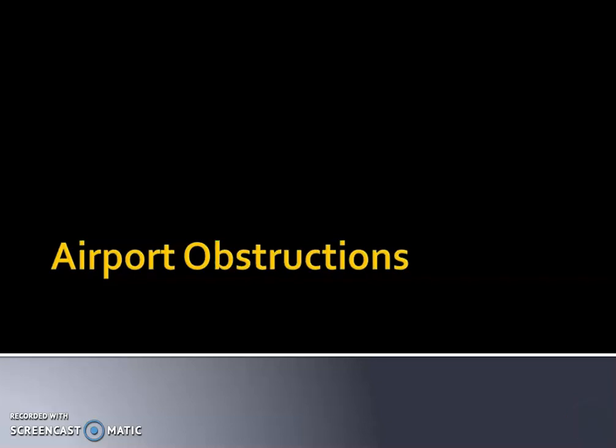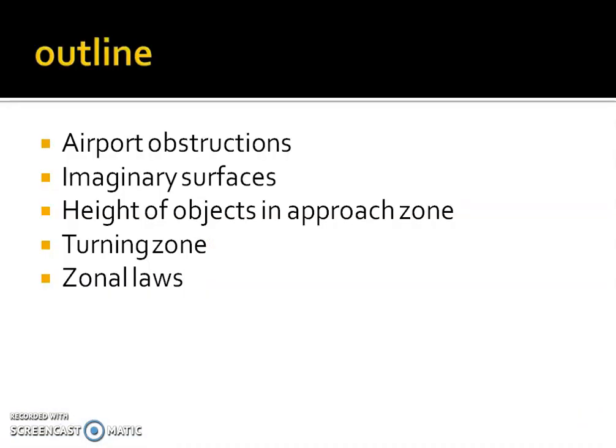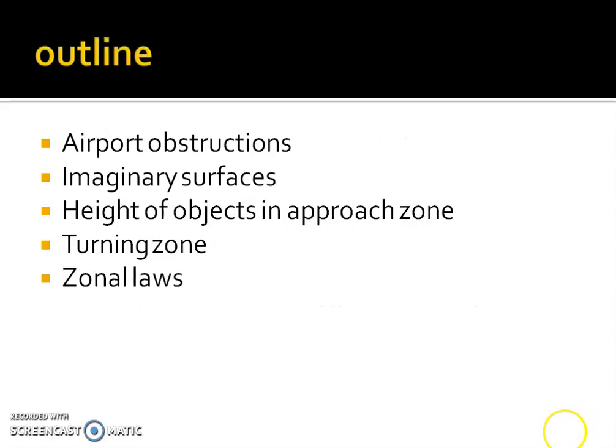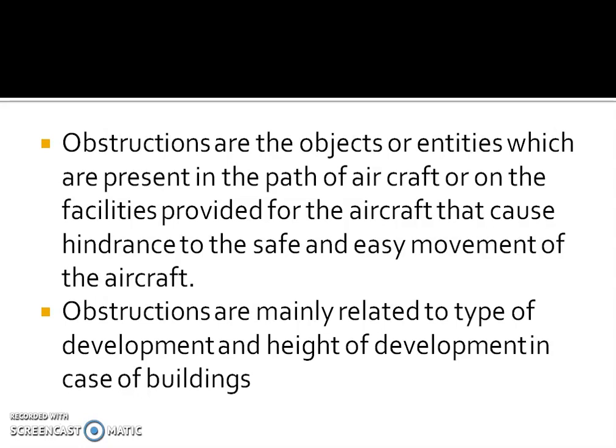In this session, I'm going to discuss airport obstructions. These are the outlines of what I'm going to discuss in today's session. An obstruction is an object or entity present in the path where the aircraft is about to travel, or in simple words, a hindrance to the safe and easy movement of the aircraft. It may arise from the development of society, or from obstructions like mountains or valleys present near the airport.